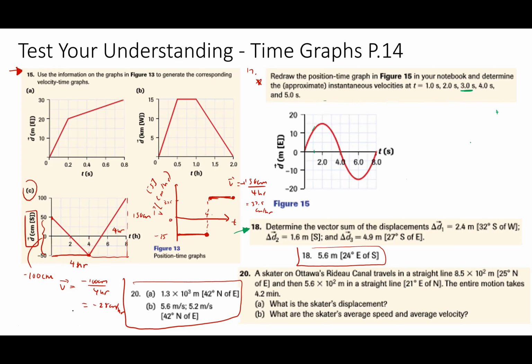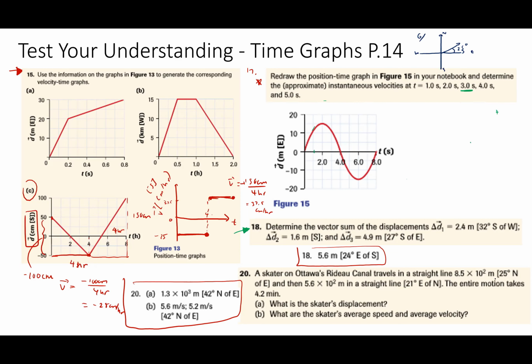So question 20 is stating that a skater on Ottawa's Rideau Canal travels in a straight line 8.5 times 10 to the power 2 meters, going 25 degrees north of east. It does help us to draw these out, guys. So this is north, east, this is south, this is west. If it's going 25 degrees north of east, you start at east and you're going 25 degrees north. So it's basically going this way. So this is 25 degrees, right? And in essence, this is basically what we're given. So this is one of our givens, right?